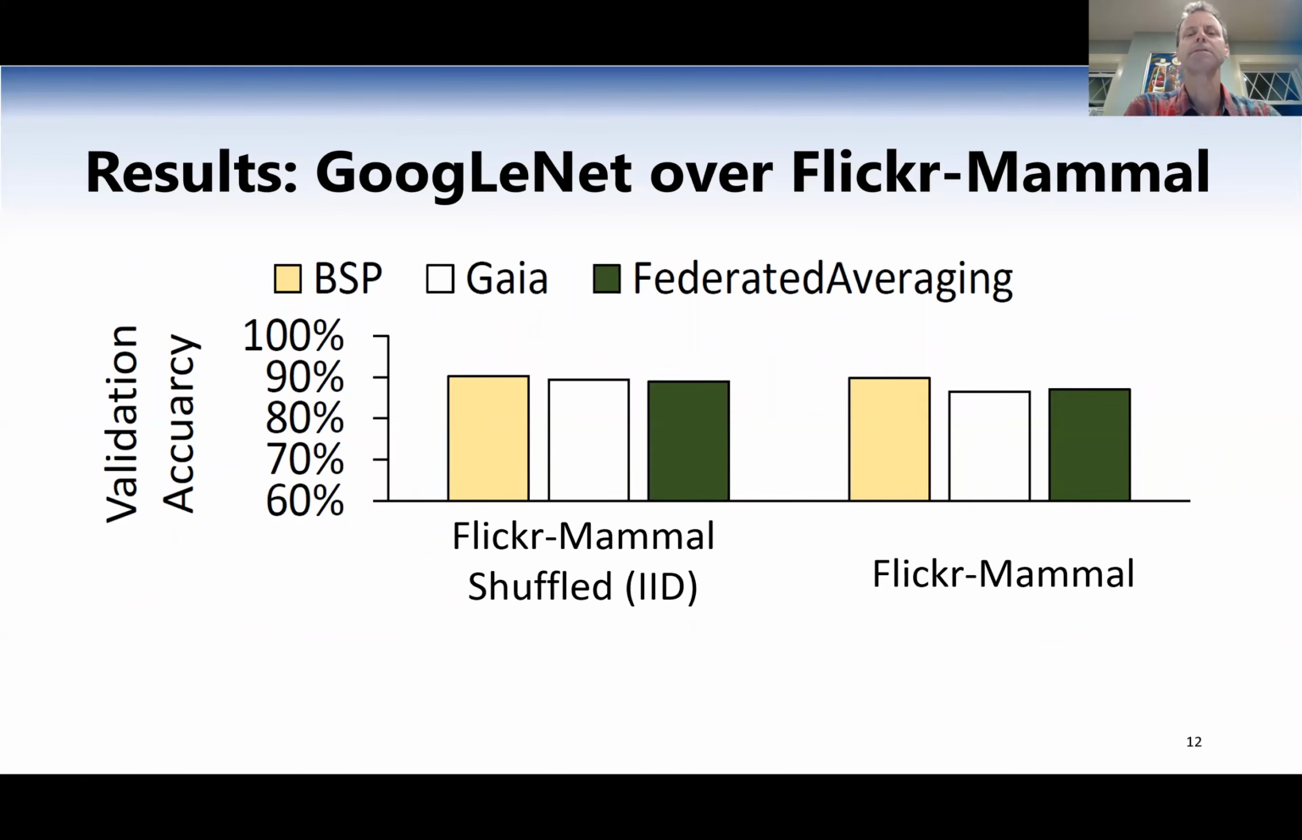So here are our results for our curated Flickr-Mammal dataset. What we're showing here is the results for GoogleNet. Other neural networks are similar. And we're showing top-1 validation accuracy on the y-axis. On the left side, what we're showing is, artificially, if we had just taken these images and shuffled them across the 5 partitions, which represent the 5 continents, so that the data is IID, the results are as shown. Basically, there's not a lot of loss involved in these communication-efficient decentralized algorithms.